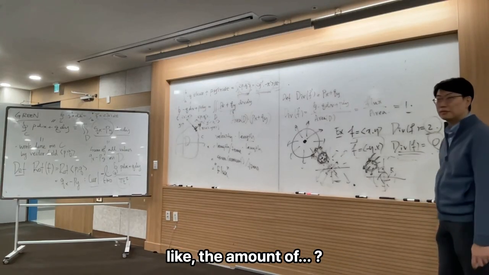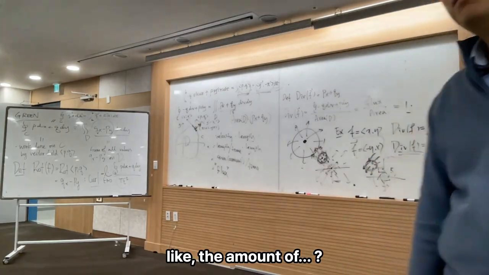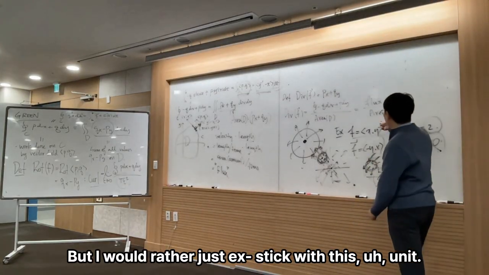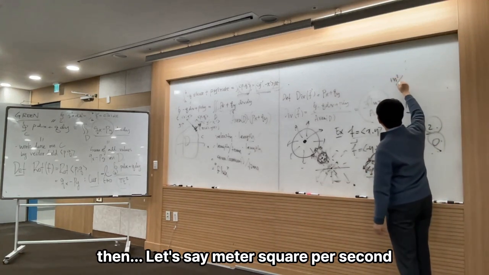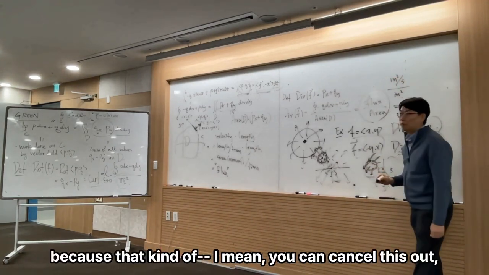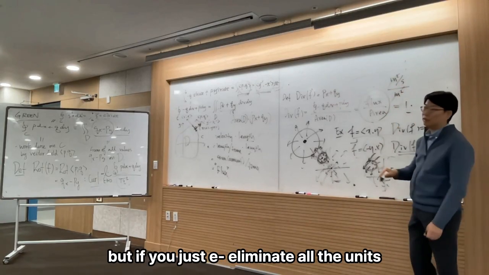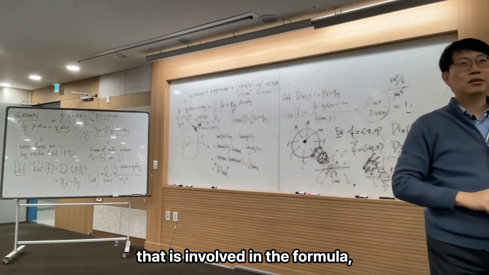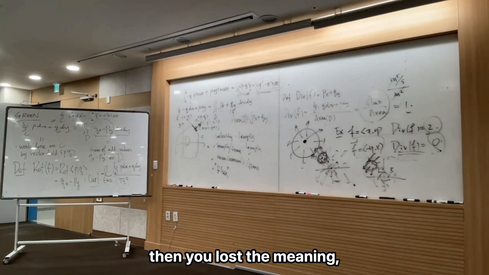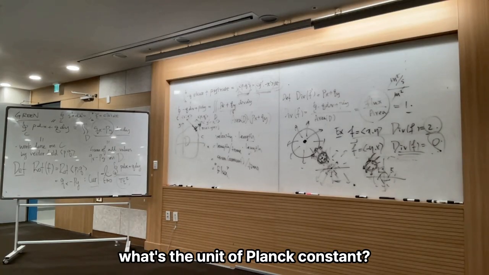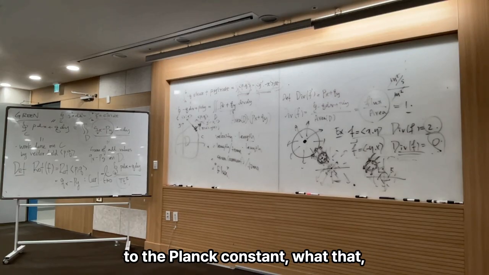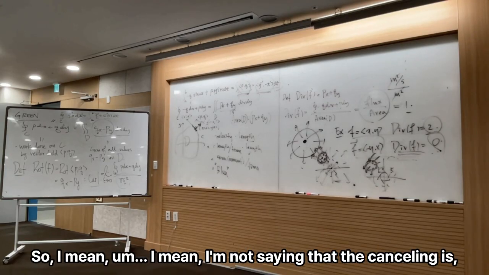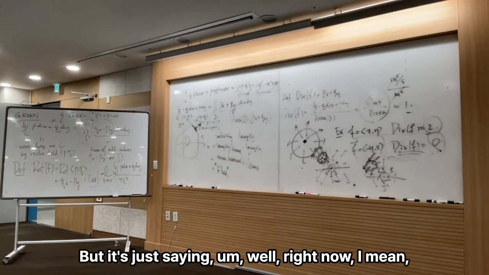How can I understand the amount of... But I would rather just stick with this unit. If I have to give a unit, then let's say meters squared per second per meter squared. You can cancel this out, but if you eliminate all the units involved in the formula, then you lose the meaning. For example, what's the unit of Planck constant? We can have a unit, but the unit itself doesn't give any meaning to the Planck constant, right?